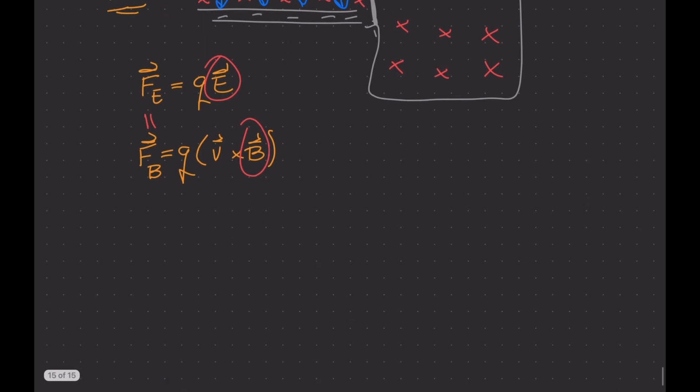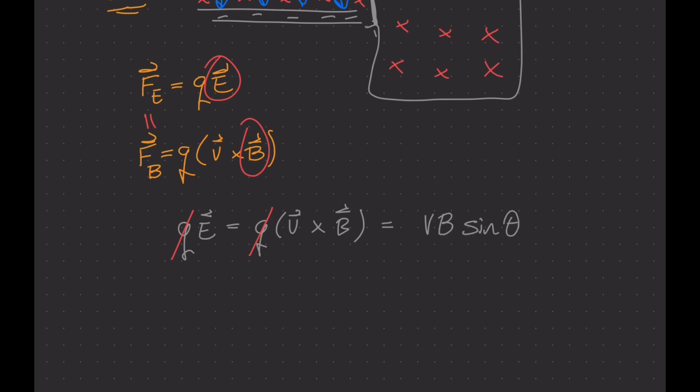So since these forces are equal, let's straight up equate them. We'll do QE on one side equals QV cross B on the other side. Since the charge Q is the same on both sides and it's non-zero, we can cancel it. And since we have the cross product here, we can expand it using that identity: V cross B is equal to VB sine theta.